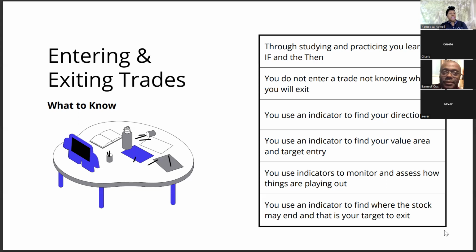You do not enter a trade not knowing where you will exit. You use an indicator to find your direction. You use an indicator to find your value area and target area. You use indicators to monitor and assess how things are playing out once you're in the trade. And you use an indicator to find where the stock may end, and that is your target to exit.